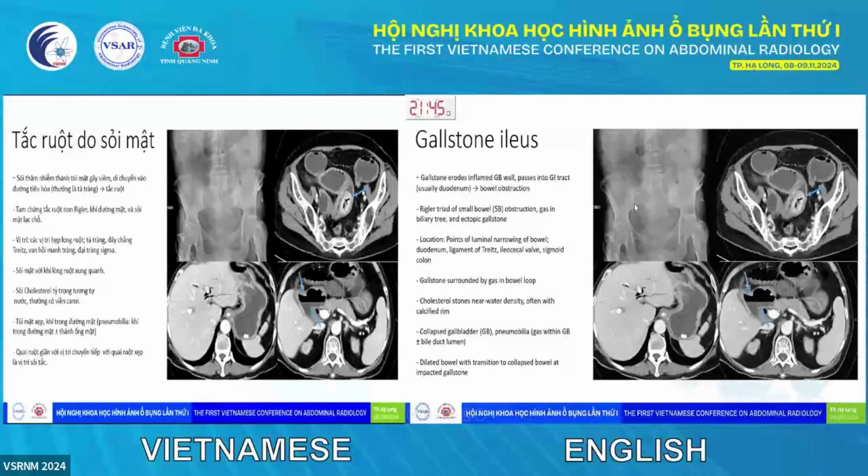So in this example that I have here, this is a patient with a radiograph that shows dilated small bowel loops. And on the CT that was done subsequently, you can see that there is a fairly dense gallstone that's located within the ileum. We can appreciate the presence of aerobilia within the intrahepatic bile ducts. And in the region of the upper abdomen, there's also a very large fistula between the gallbladder as well as the duodenum.